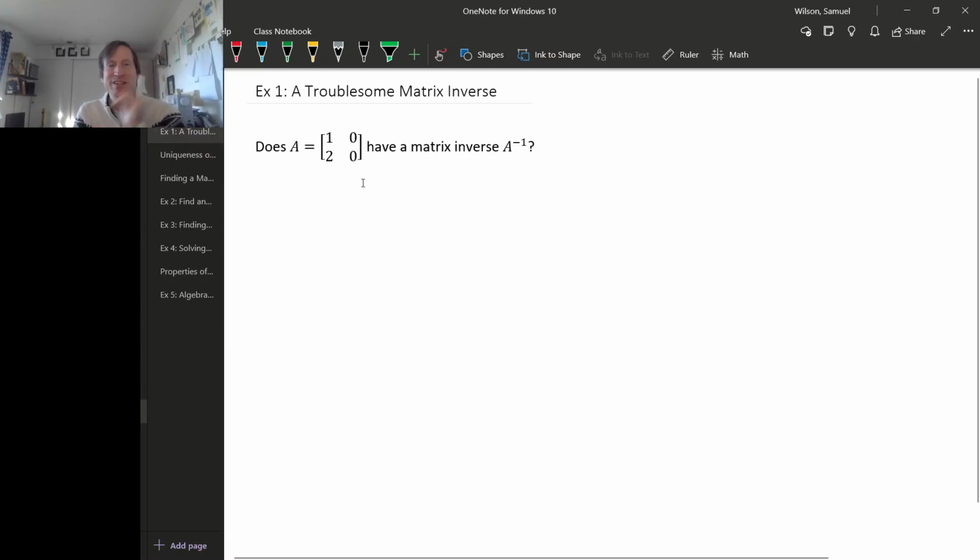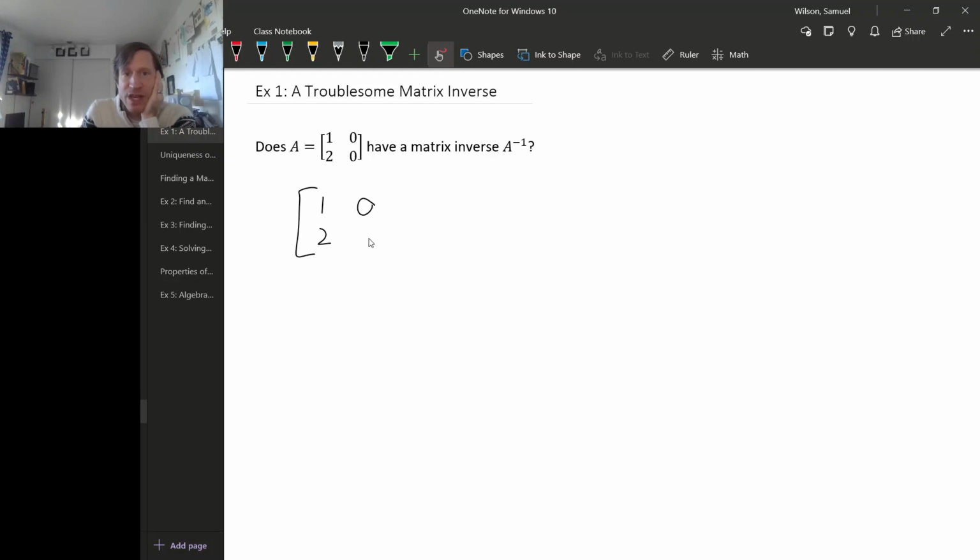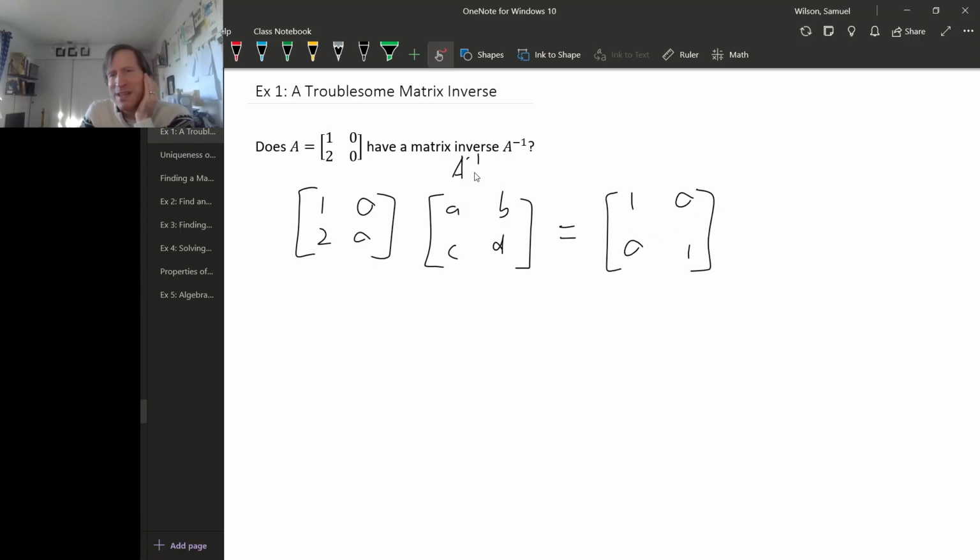How about this matrix? So here's our matrix. If there were an inverse, A inverse, we don't know what it should be, so let's just use variables for all of its entries. Since A is 2 by 2, A inverse also has to be 2 by 2. But if there were such a matrix and we did this product, we would have to get the 2 by 2 identity, because that's what it means to be the inverse. This being an inverse means that when you multiply it by A, you get the identity.